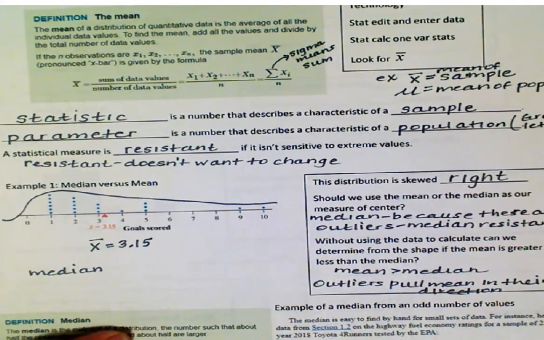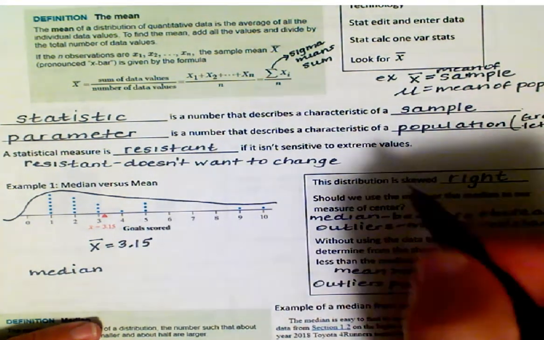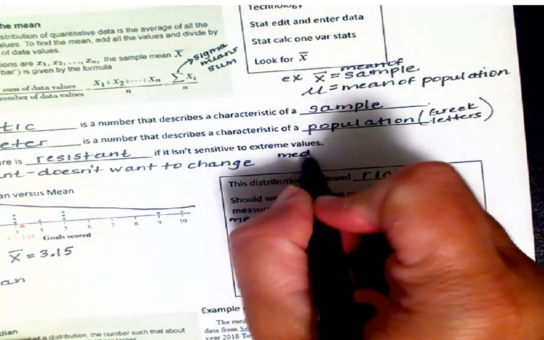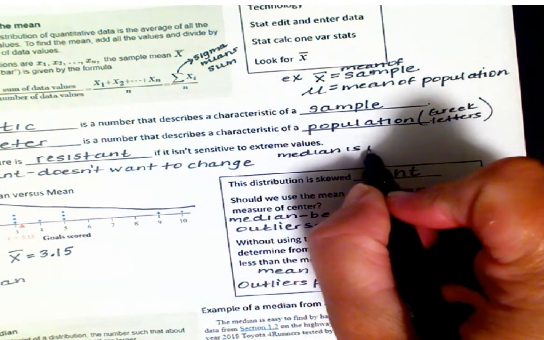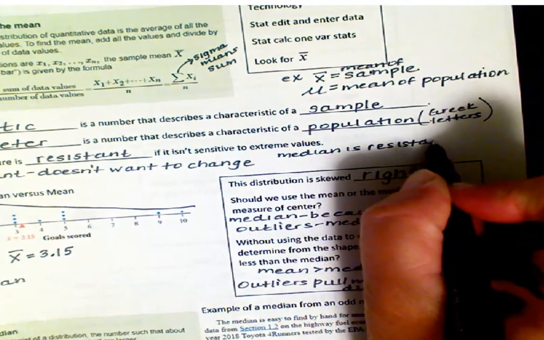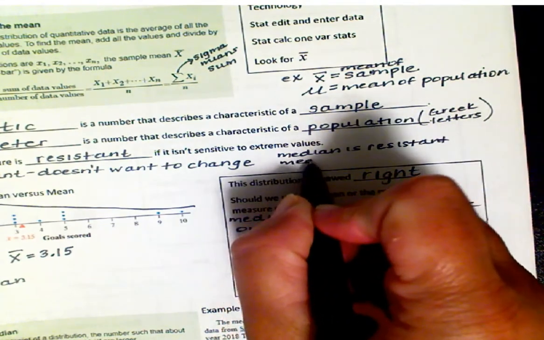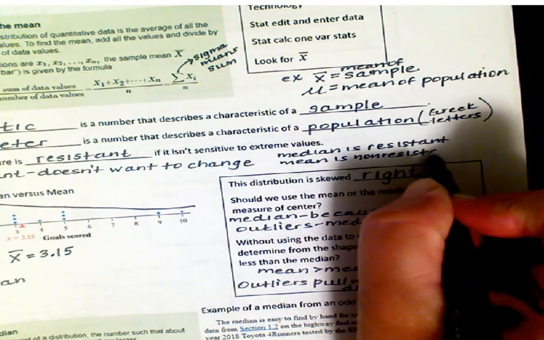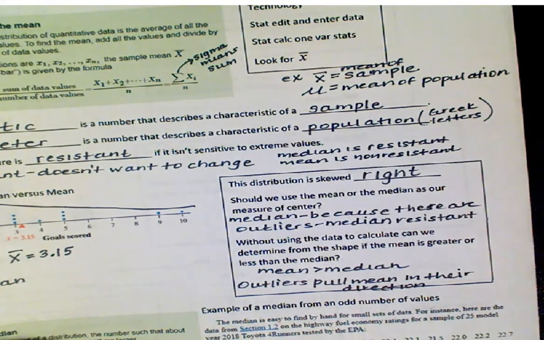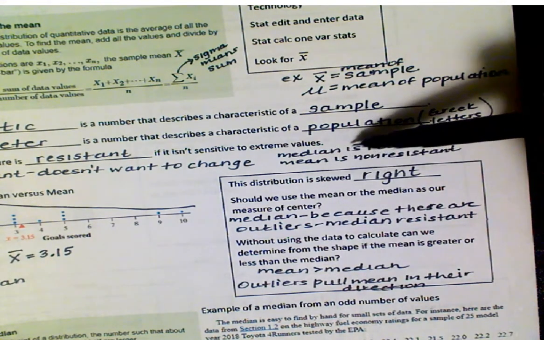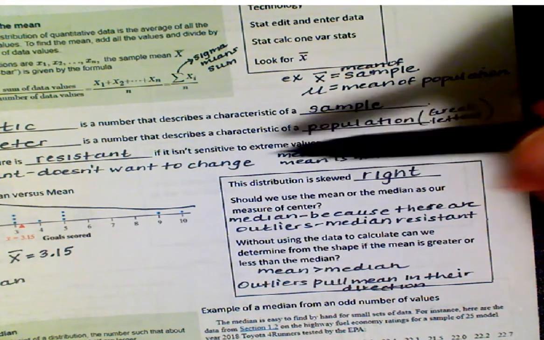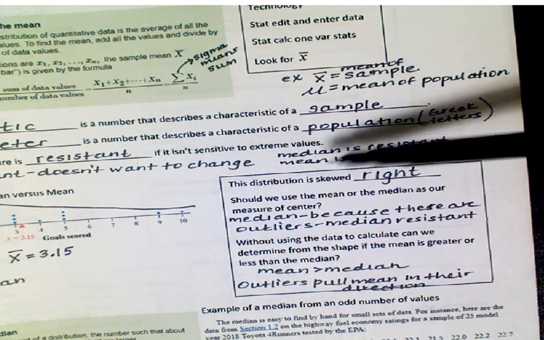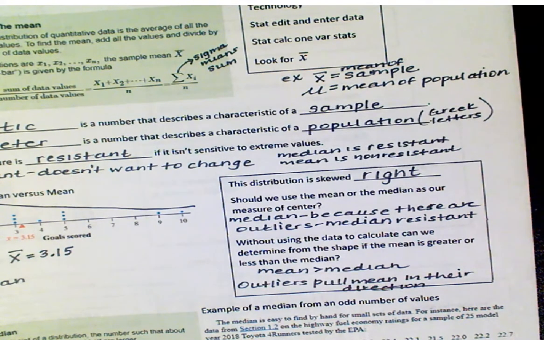So we can go back up to the definition of resistant, and say that the median is resistant and the mean is non-resistant. A median isn't going to change, or doesn't want to change, with outliers, and that's the definition of resistant: it isn't sensitive to extreme values. But a mean is sensitive, so it would be non-resistant.